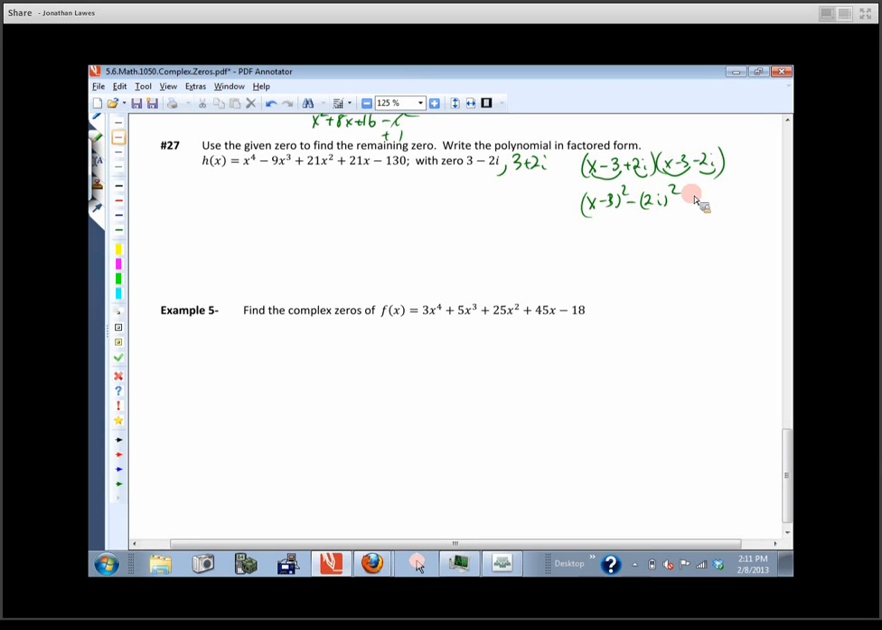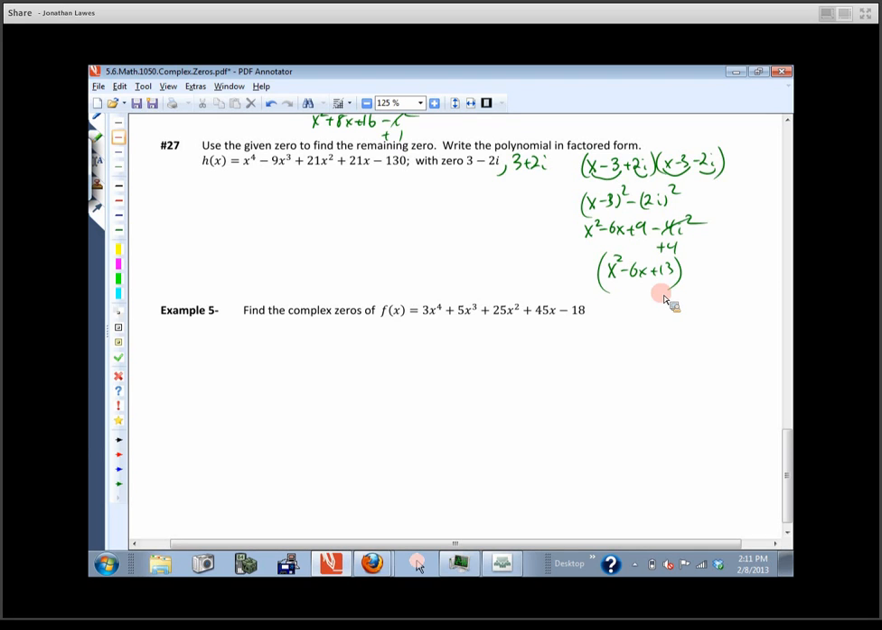Wouldn't it be 4i squared? Because you multiply the 2 together? I'm not done. So this is x squared minus 6x plus 9. This is going to be minus 4i squared. What does that count as? That counts as a positive 4. So here's what I've got: x squared minus 6x plus 13.